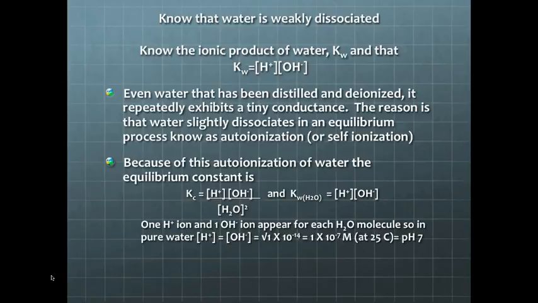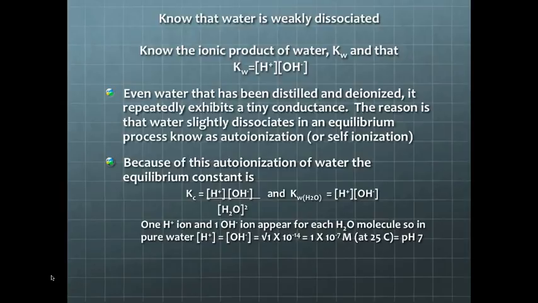autoionization or self-ionization. Because of this autoionization of water, the equilibrium constant is, as we've done before, Kc equals hydrogen ion concentration times hydroxide concentration divided by the water concentration to the second power, and Kw is equal to the H plus concentration times OH minus concentration. That means that one hydrogen ion and one hydroxide ion appear for each water molecule.